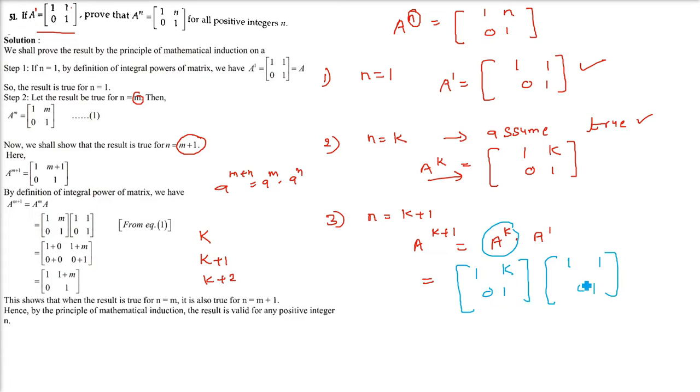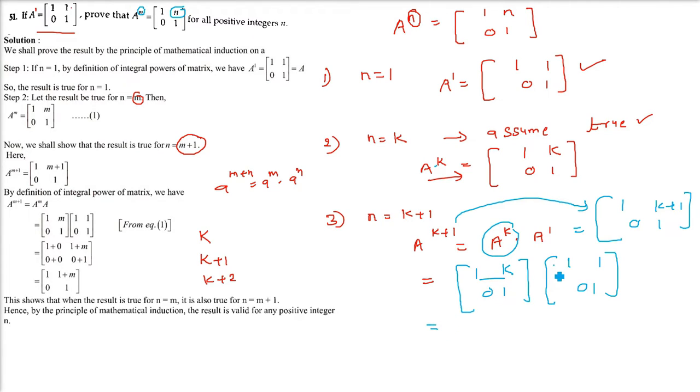Now when we multiply this, if it is true for k plus 1, what should come? 1 k plus 1, 0 and 1. That is, k should be replaced by k plus 1. If it is true for k plus 1, then it is true for every other k or every other n. So let us multiply these two matrices, and the result should come as the matrix 1 k plus 1 0 1.